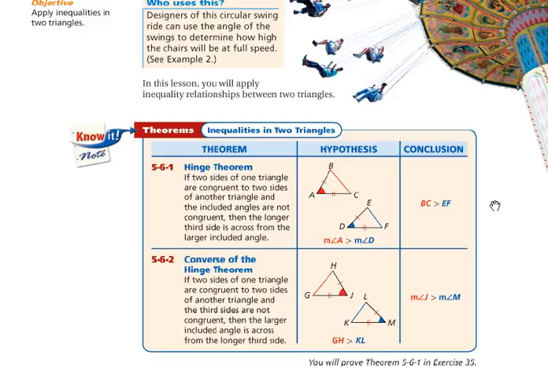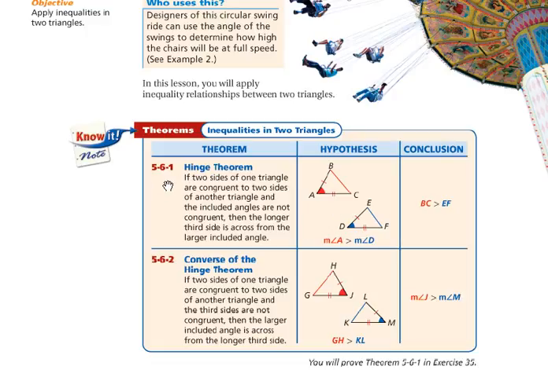We're talking about inequalities in two triangles, and there's Theorem 5.6.1, and it's actually called the hinge theorem. What it's saying is we're comparing two triangles, and we have congruent sides of these two triangles. So for example, AB is congruent to DE, AC is congruent to DF. What we're looking at here, though, are the angles.